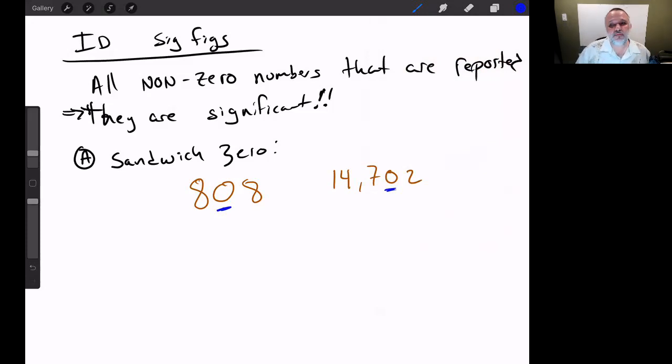Now, remember, all non-zero numbers that are reported are significant. And so the only time you get confused about whether or not a number is significant is if it's a zero. Sandwich zeros are one of the easier zeros to deal with because sandwich zeros are always significant.